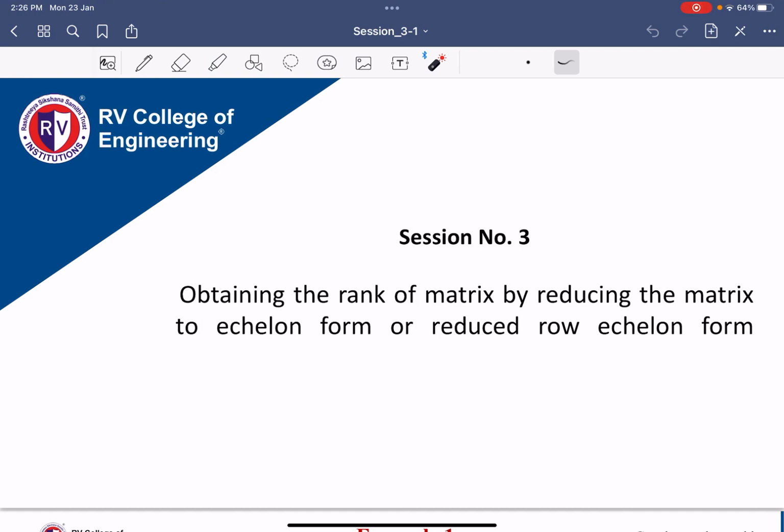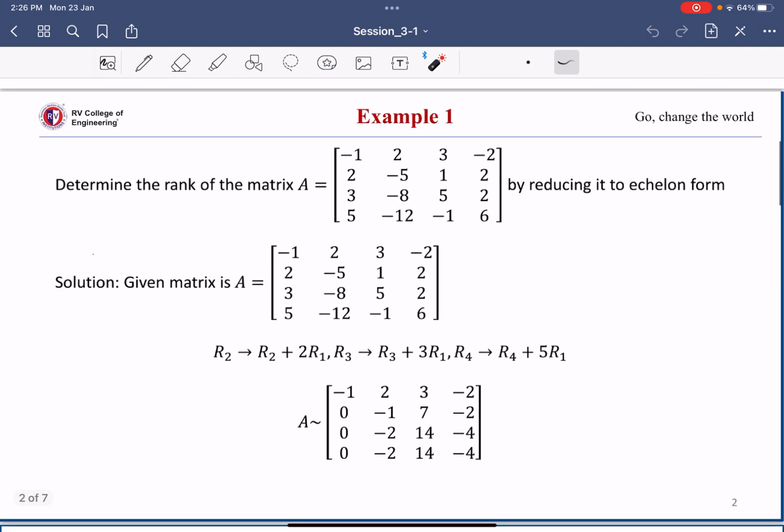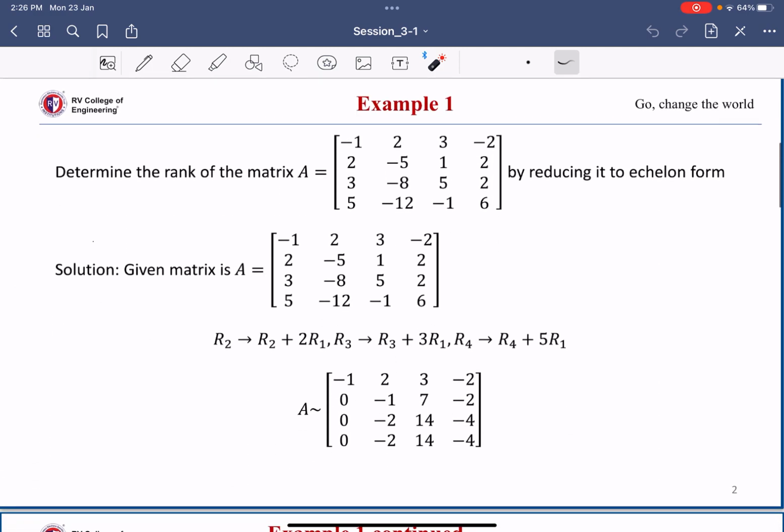In this session, we shall discuss how to obtain the rank of the matrix by reducing it to echelon form or reduced row echelon form. Let us look at the first example. Determine the rank of the matrix by reducing it to echelon form.